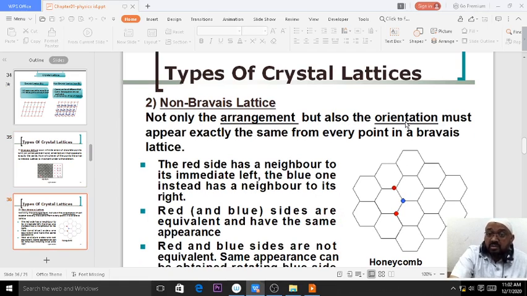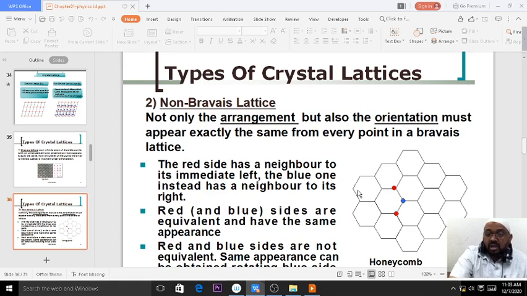Here you can see that a non-Bravais lattice is nothing but an arrangement. Not only the arrangement, but also the orientation must appear exactly the same from every point. If I say only the arrangement, no. With respect to the arrangement, the exact orientation of the atoms should also be identical with respect to the arrangement of the points.